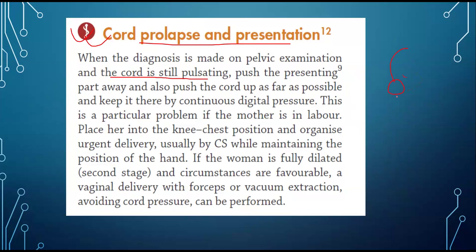If the cord is still pulsating, you will push the presenting part away. So let's say this is the presenting part and this is the cord. You will push the presenting part away from the cord so that it doesn't compress the cord, because if you compress the cord, the baby will not get blood supply. So the idea is if you can feel the cord pulsating, you will push the presenting part away from the cord, and you will need to do it manually by your hand. You will keep your hand there by continuous digital pressure.